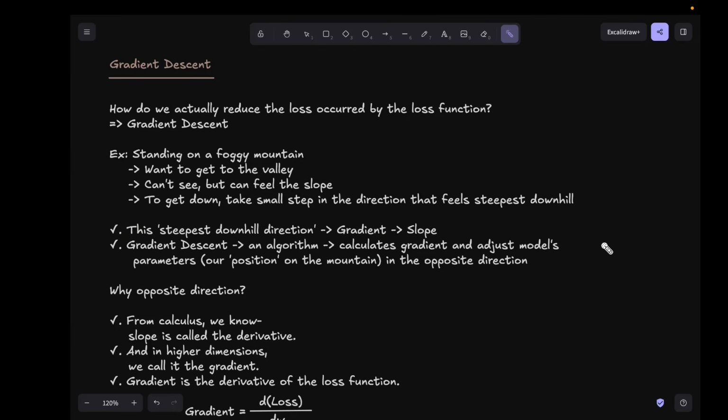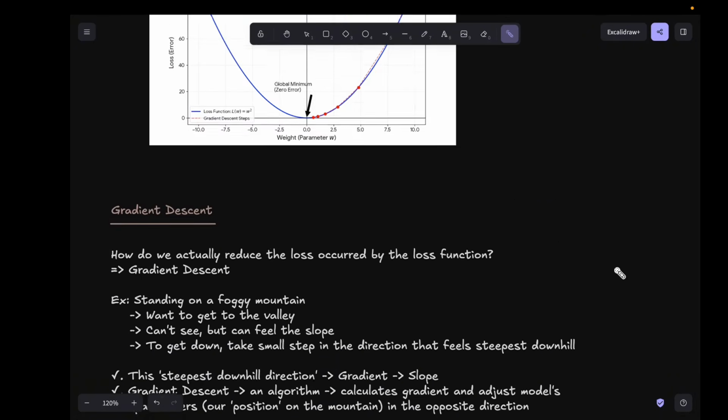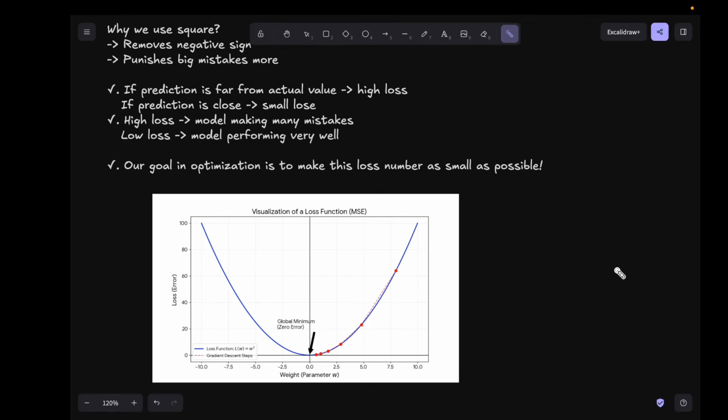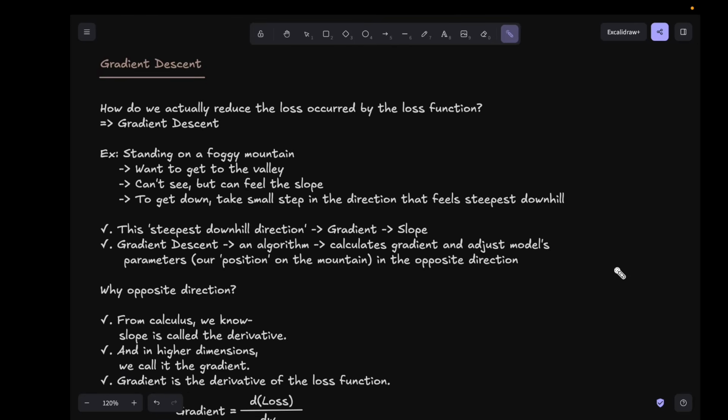So how do we actually reduce the error given by the loss function? We saw in the previous optimization part that we first want to get the loss function of the model. Now we discuss how we actually reduce this loss. That is where gradient descent comes in.